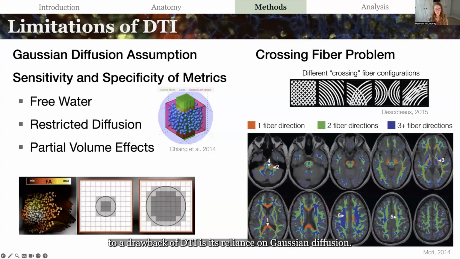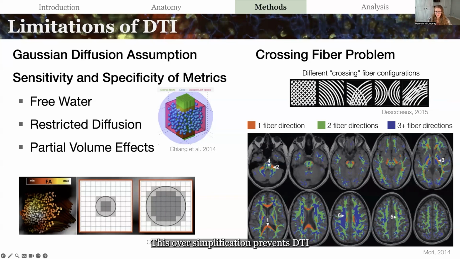One significant drawback of DTI is its reliance on Gaussian diffusion. DTI assumes that water molecules diffuse in a Gaussian manner, which means that they spread out evenly in all directions unless they're constrained. However, this assumption really oversimplifies the complex biological environment of the brain, where diffusion is often non-Gaussian due to barriers such as cell membranes, axons, and myelin. So in other words, diffusion often includes a restricted component.